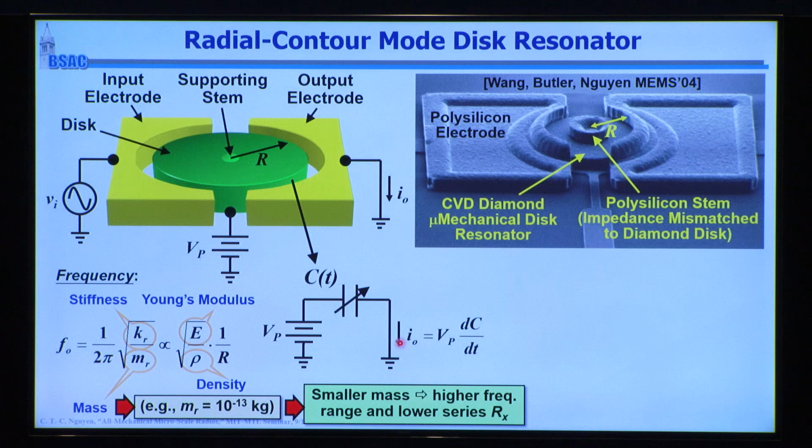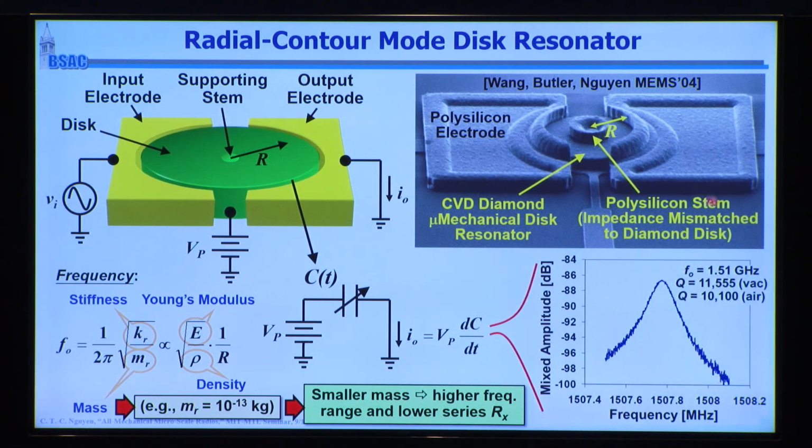And if you take an actual device like this, so this one is made in diamond material here. There's the disc with the stem. These are the electrodes around it with very small gaps that you can't really see. You could then trace out a very high Q spectrum. So in this case, it's 11,000 in vacuum at 1.5 gigahertz, 10,000 in air. So a big thing about this technology in the past was that you had to be in vacuum to get these high Qs, no longer at high frequencies.